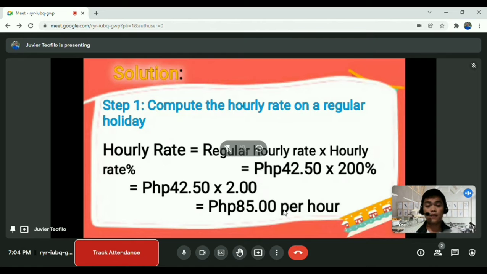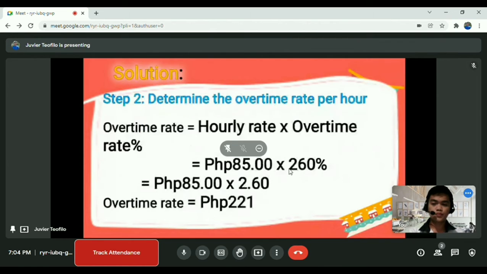Let's have step number 2. Determine the overtime rate per hour. So our overtime rate is equal to hourly rate times overtime rate in percent. So we have 85 pesos per hour multiplied by 260 percent. Now this 260% is given in the table here.